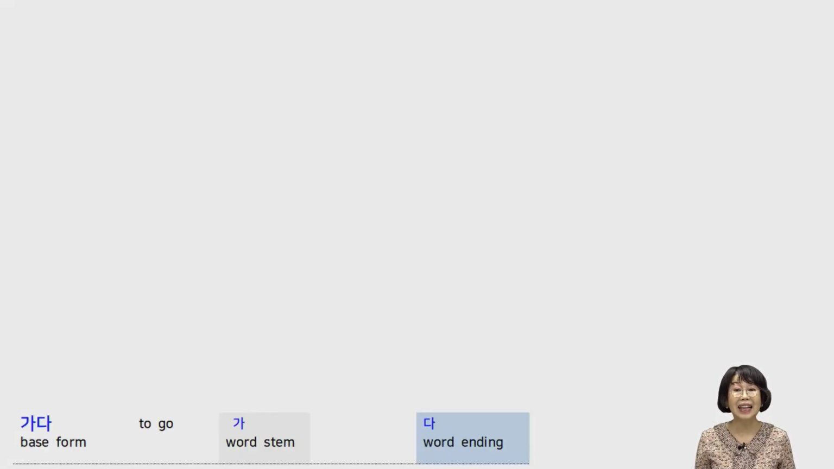가다, to go. The base form. 가 is the word stem. And 다 is the word ending. So the base form is 가다.